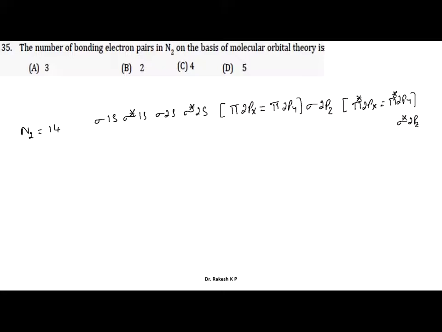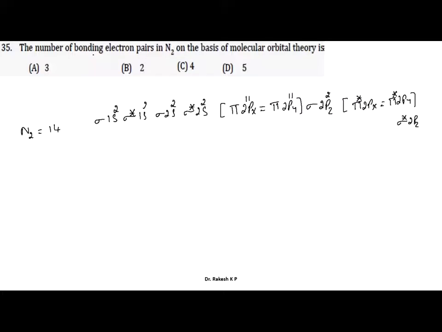This is the order. If the total number of electrons is 14, let me fill up the electrons here: 2, 4, 5, 6, 7, 8, 9, 10, 11, 12, 13 and 14. Okay, so just go with this one.